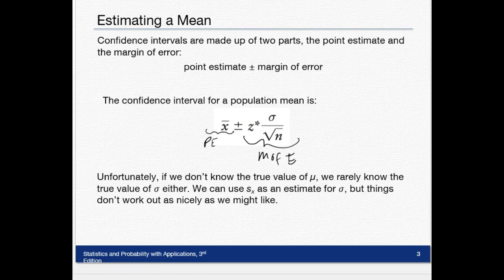But the problem is, notice we have sigma here. Sigma is the population standard deviation. Well, we're trying to estimate the population mean, so that means we don't know it, which probably also means that we don't know the population standard deviation. We don't know that. So there has to be another way to find confidence intervals, all right? So we're going to use another distribution that's called the t distribution.